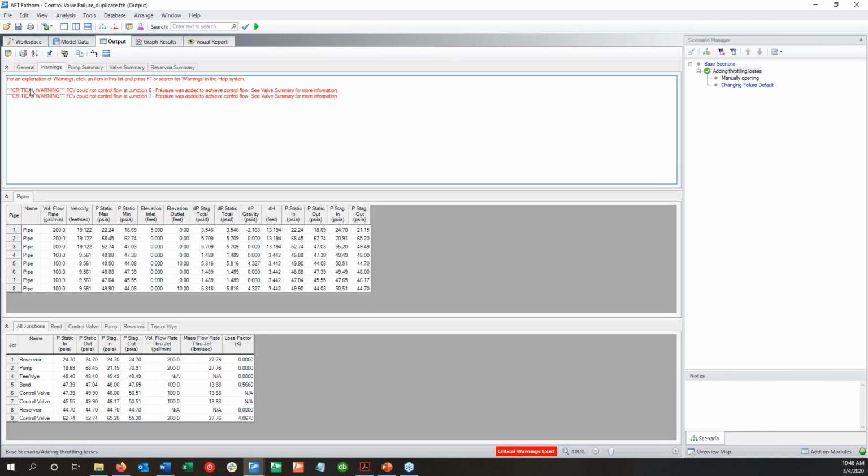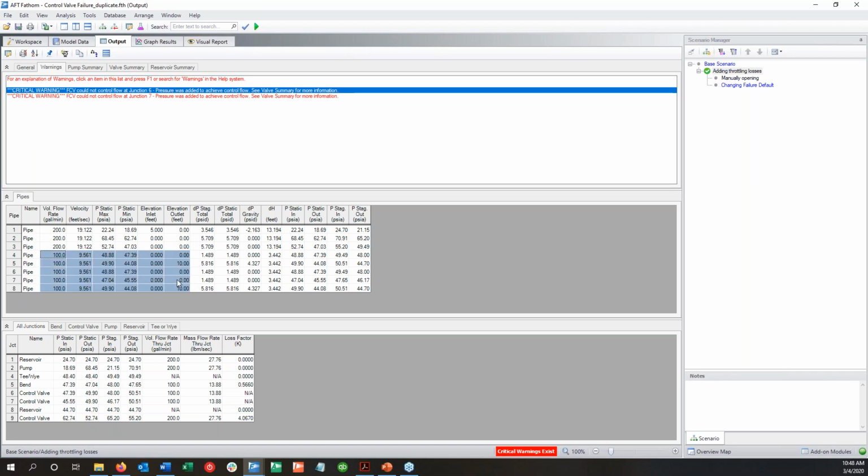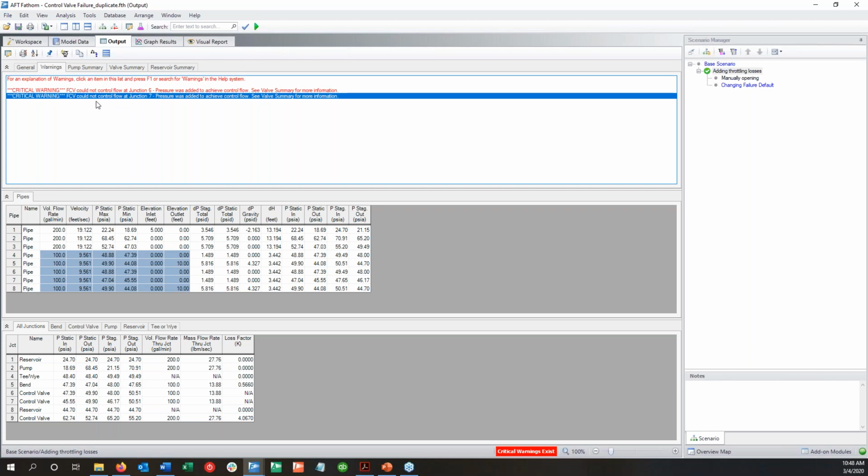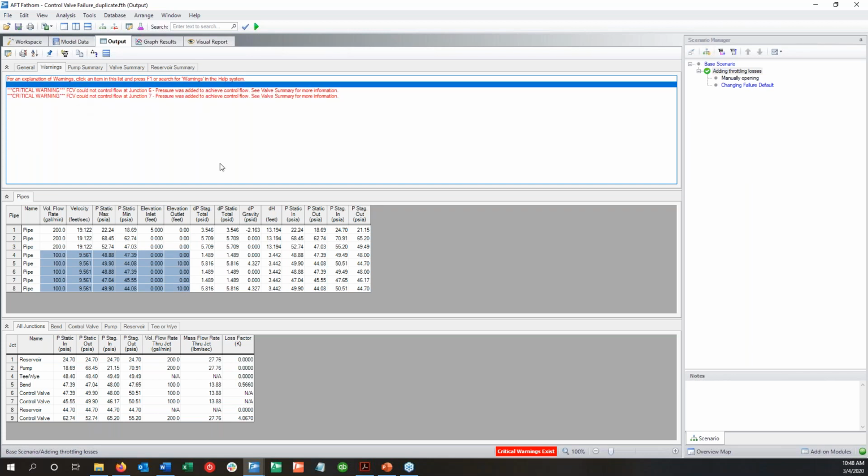So now what we see is two critical warnings. These are a step up from just normal warnings, because now your system's being fundamentally changed by the software. In no way would you see these results with how you've set up your system, or you would never see these results in your physical system, I should say. So we can see that flow control valve could not control flow.